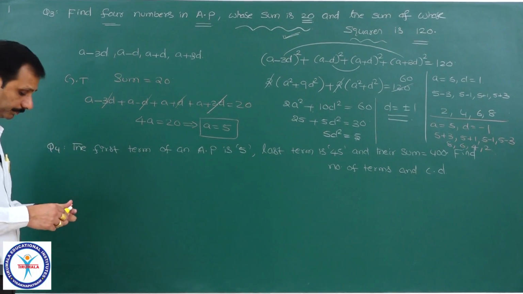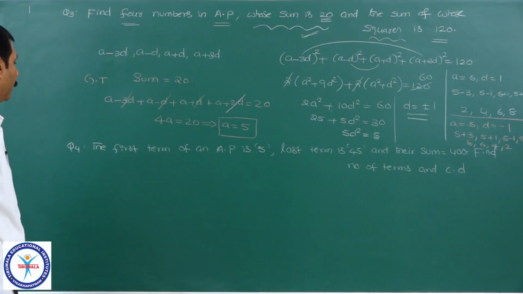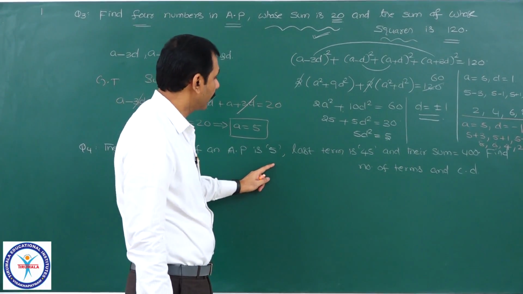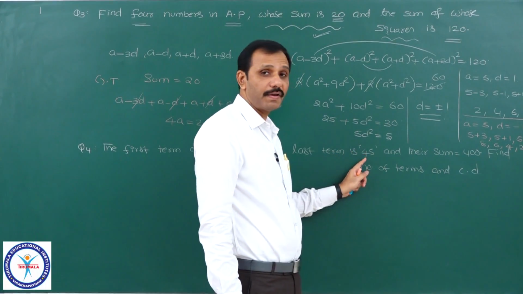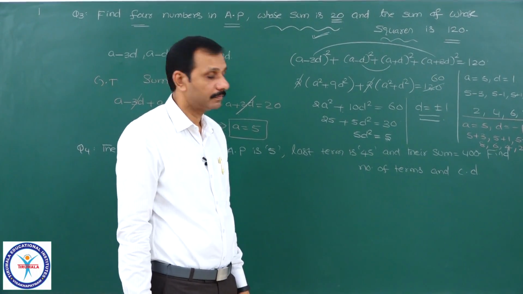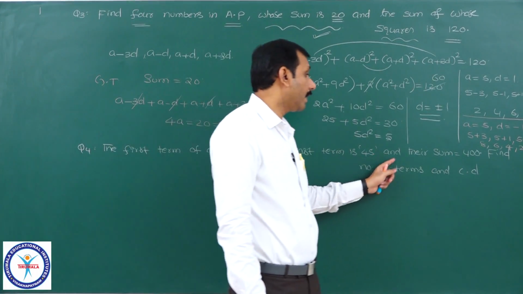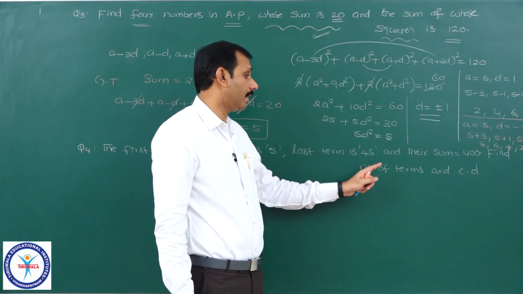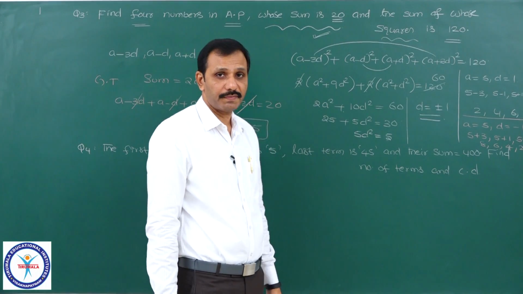Next, second one. The first term of an AP is 5. The last term is 45. And their sum is equal to 400, given. Then find the number of terms and the common difference.